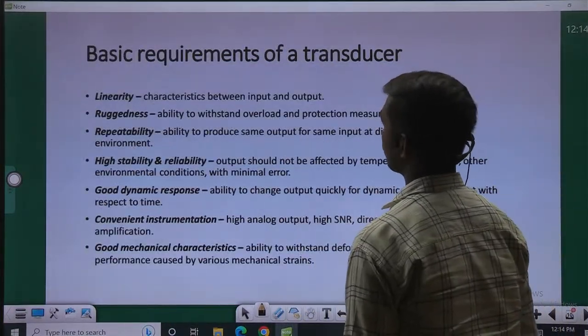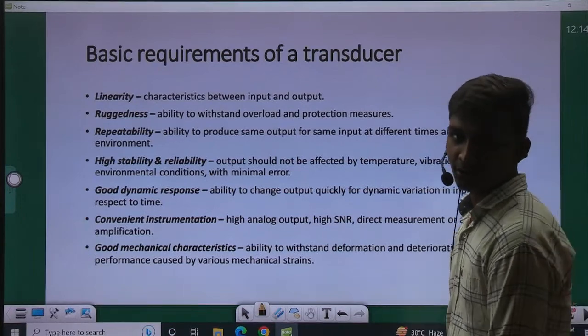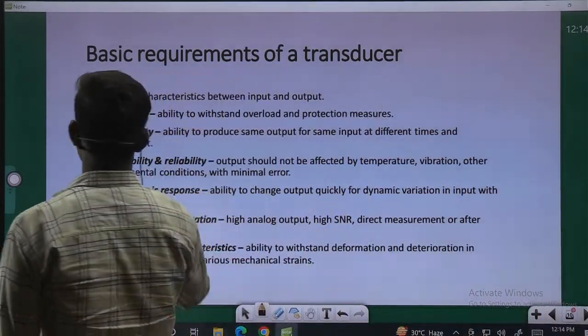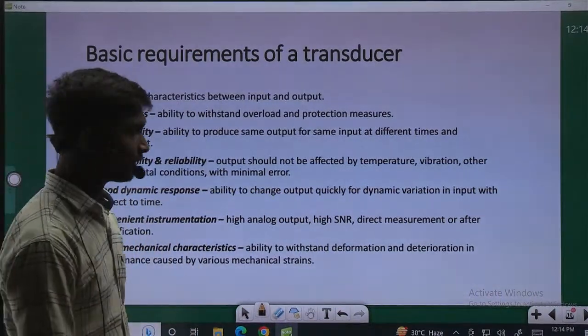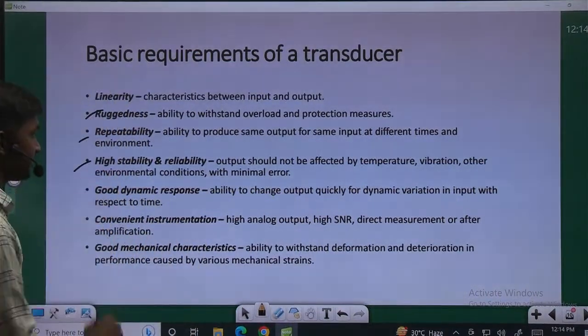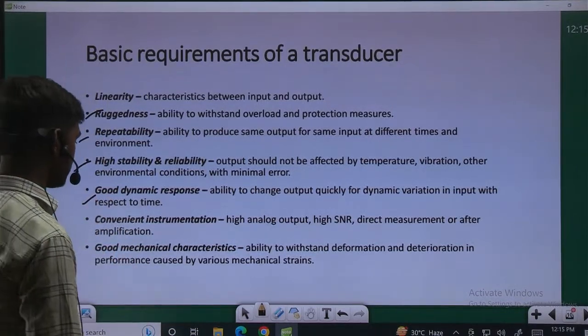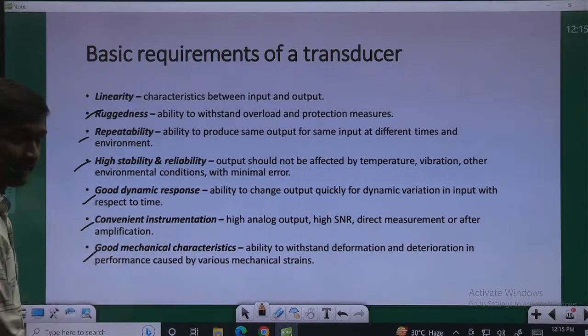Basic requirements of a transducer. In the basic requirements of a transducer, there is linearity, ruggedness, repeatability, environment compatibility, high stability and reliability, good dynamic response, convenient instrumentation, and good mechanical characteristics.